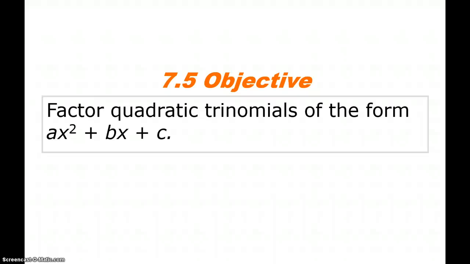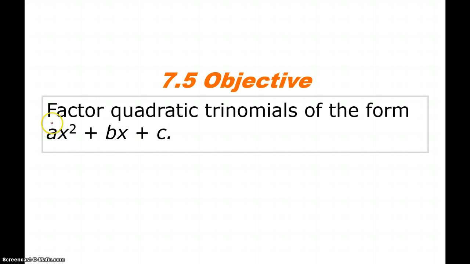Hi guys, this is 7.5, so we are back a day. Yesterday you did your perfect square trinomials and your difference of squares. That was, I think, our fourth or fifth type of method of factoring. This is one more: ax squared plus bx plus c. This should look very familiar.